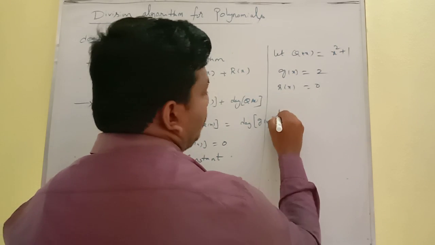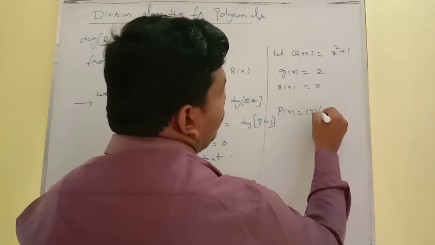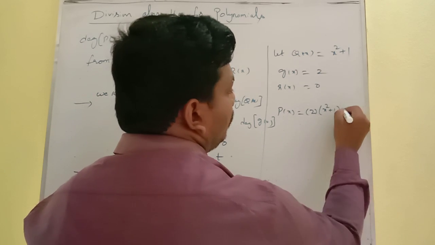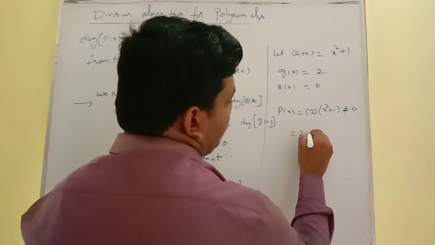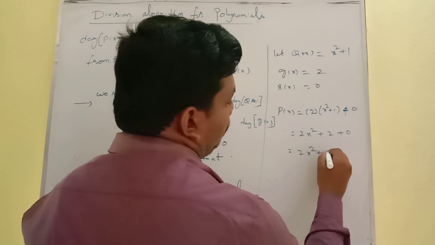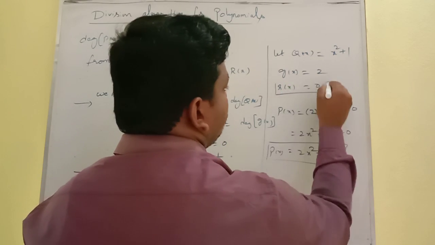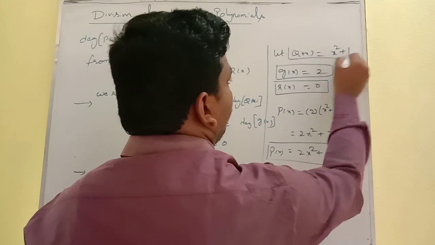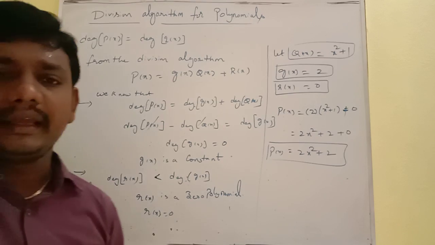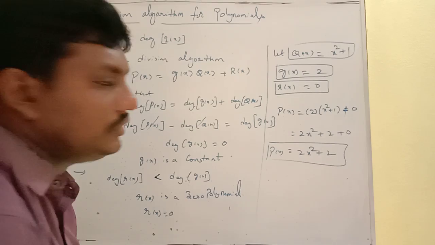Now what is the polynomial p of x? P of x is equal to g of x into q of x plus r of x, that is 2 into x square plus 1, plus 0. Then this is 2x square plus 2 plus 0. The answer is 2x square plus 2, that is p of x. We are giving examples of p of x, g of x, r of x, and q of x like this. So you can give your own examples for this question.